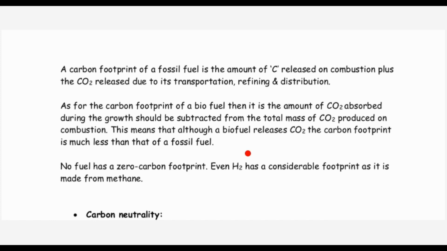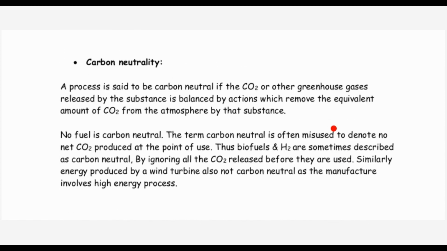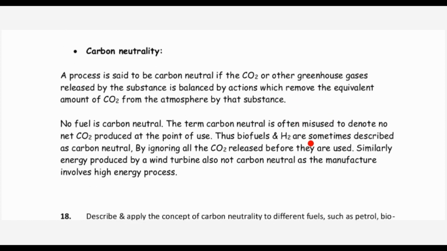So all those have to be counted when you calculate the carbon footprint. As for carbon neutrality, if the carbon dioxide absorbed by the fuel is equal to the carbon dioxide released at the point of combustion, that will be a carbon neutral fuel. Generally, practically, there's nothing called carbon neutral fuel.